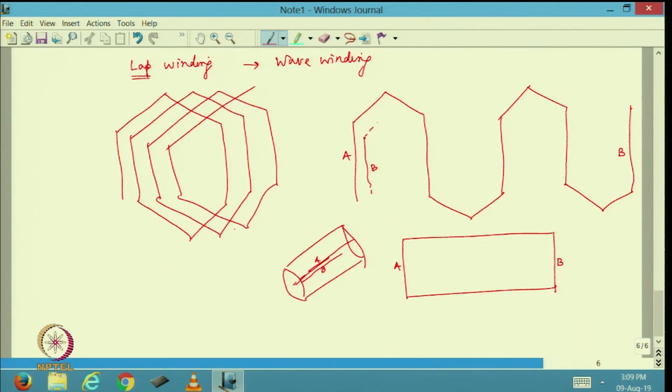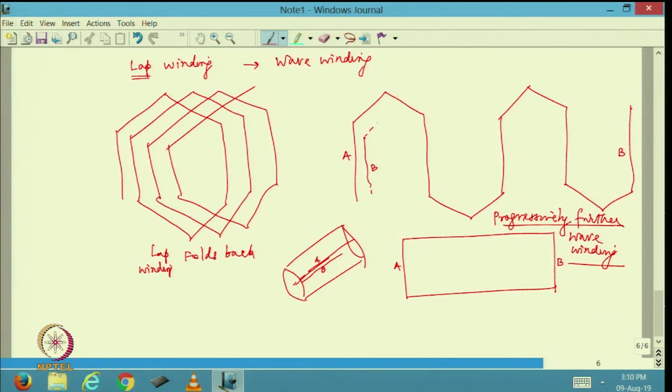So lap winding essentially folds back. So this is essentially lap winding, whereas I am going to have essentially this going progressively further and further. So this is essentially wave winding.